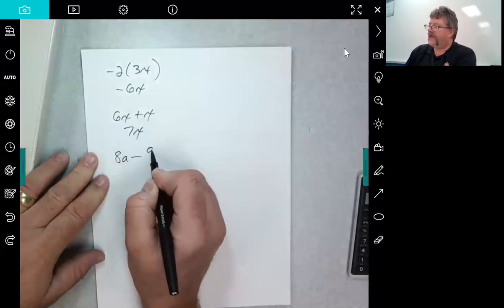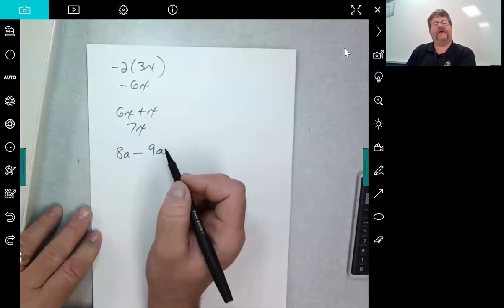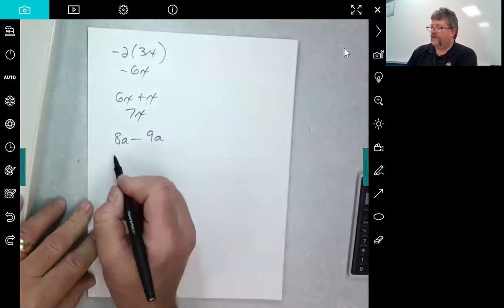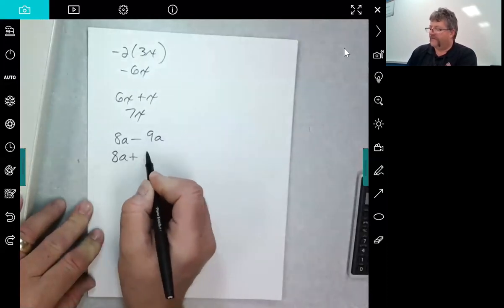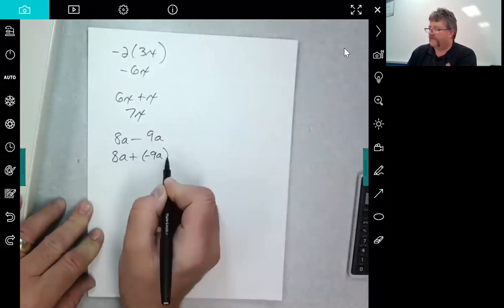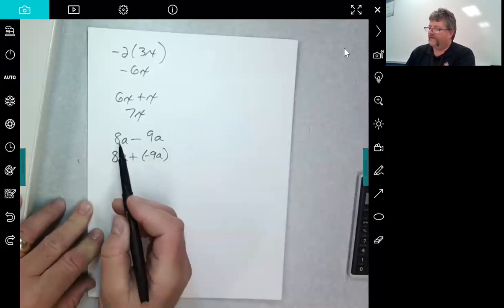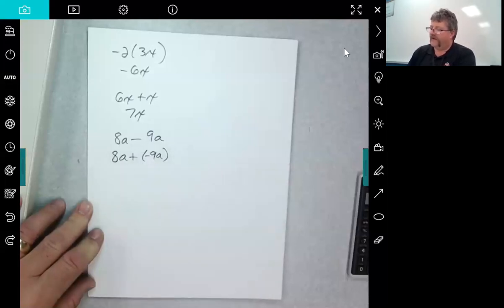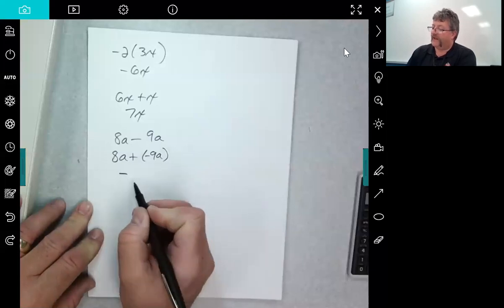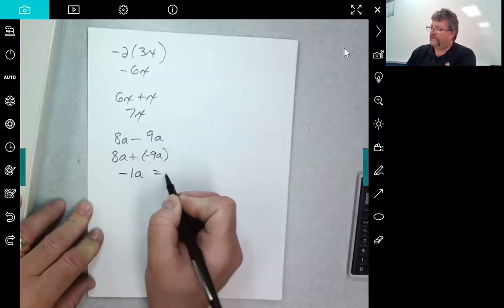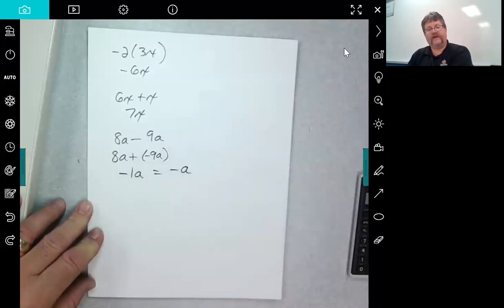8a minus 9a. Well, I choose not to call it 8a plus negative 9a, but you're free to. Okay, I just think it's unnecessary. That's a positive 8 and a negative 9 in my mind. When I put them together, I get a negative 1a, which we could, of course, just call negative a if we wanted to.